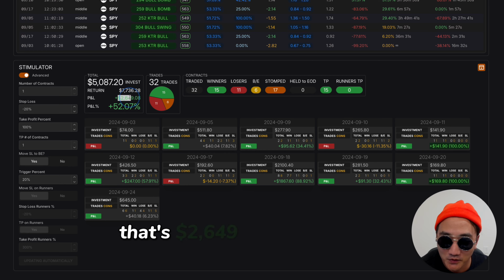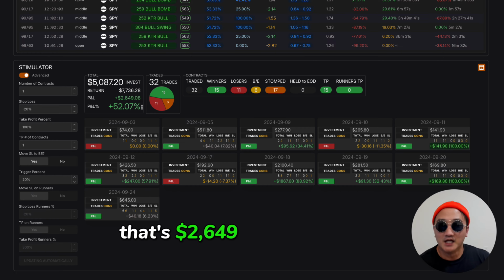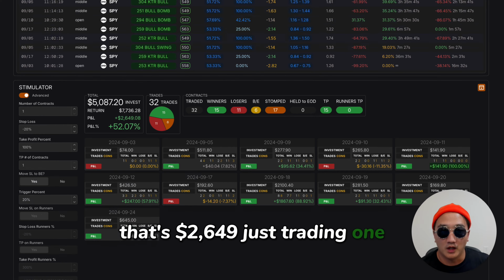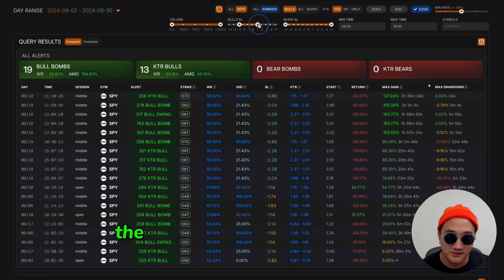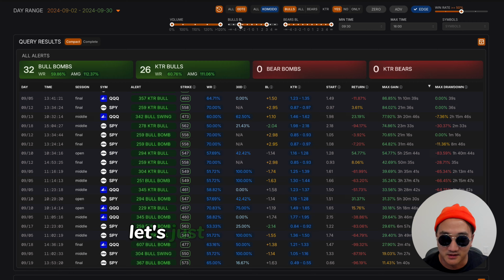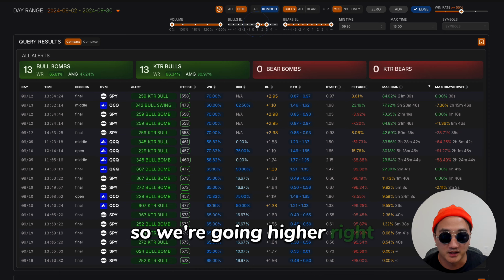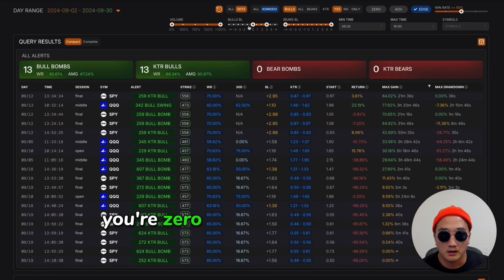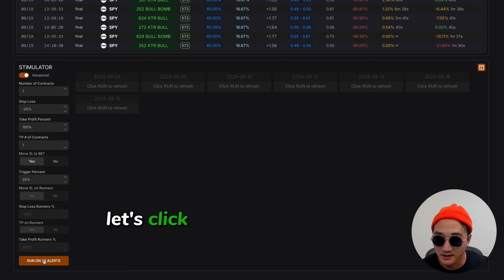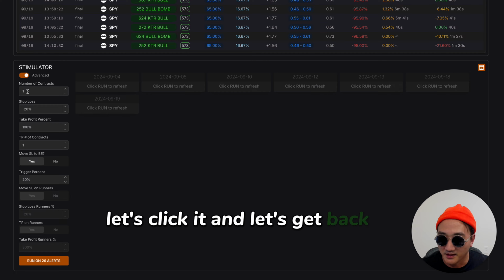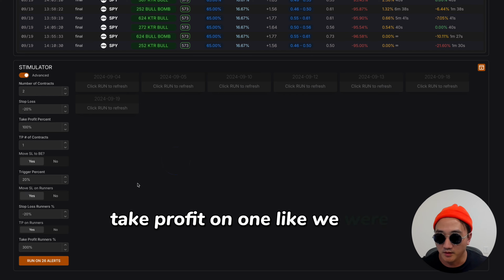That's $2,649 just trading 1. And this is bulls below the blue. The interesting thing was, let's just say we switched it, so we're going higher, right? You're $0 to $3 higher than the opening price. Let's click it. And let's get back to 2, take profit on 1 like we were before.